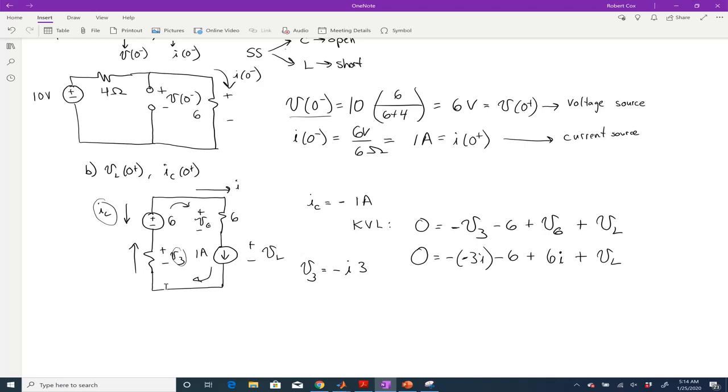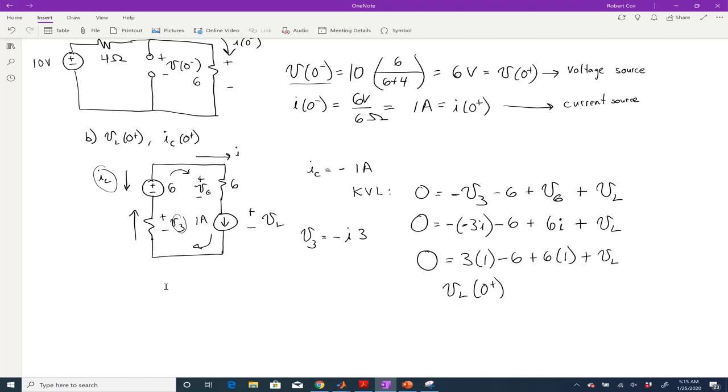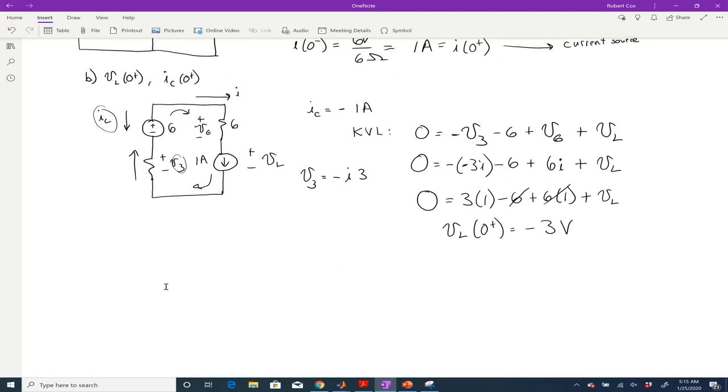In this case, I simplify everything. So I get minus 3 times I, which is 1 amp, minus 6, plus 6 times 1 amp, plus VL. So I see that VL at 0 plus, I just wanted to keep it simple, VL of 0 plus, these guys cancel, is minus 3 volts. So the voltage across the inductor right after the switch moves is minus 3 volts. I'm going to need that later on.